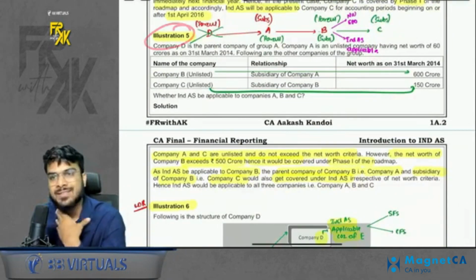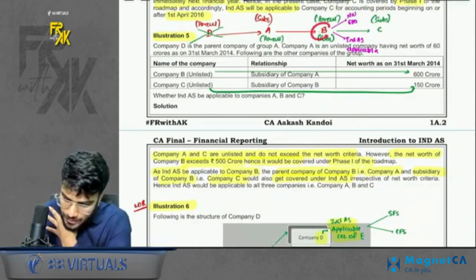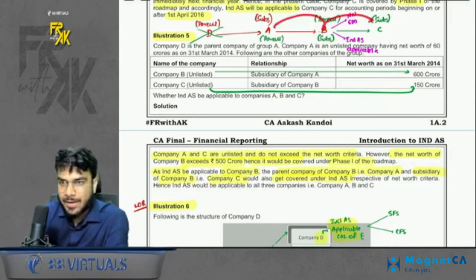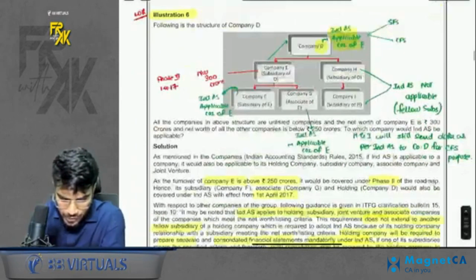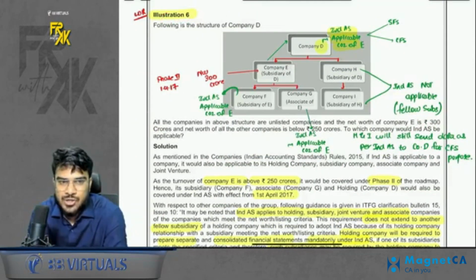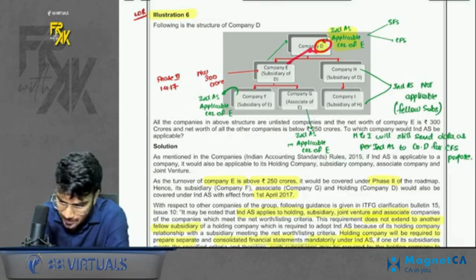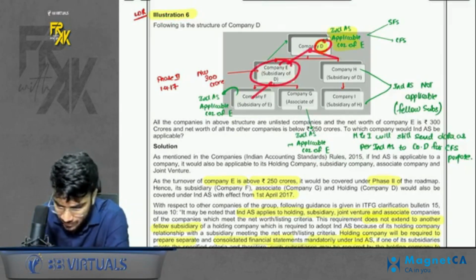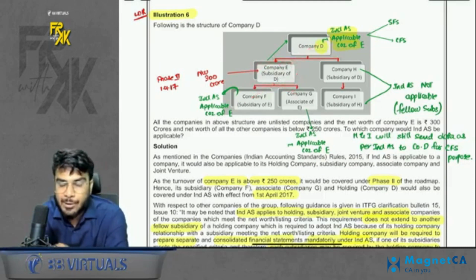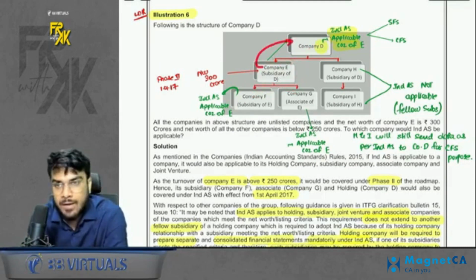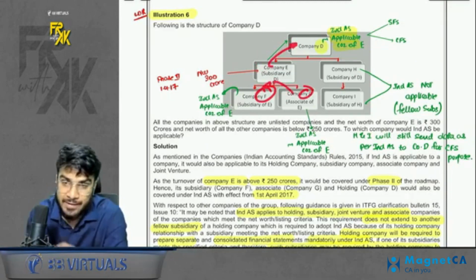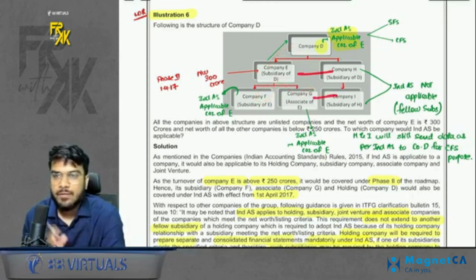Illustration number 5, a very simple question where B Ind AS become applicable, so to its parent and to its subsidiary it will also become applicable. Illustration number 6, it was a very simple question where we discussed this question in the example also. You have 2 subsidiaries and this subsidiary has 1 subsidiary, 1 associate. Ind AS become applicable to E. So now what will be the applicability to other companies? So D will also be covered under Ind AS, and F and G, direct parent, direct subsidiary, associate will get covered. But the fellow ones has to be ignored, right?